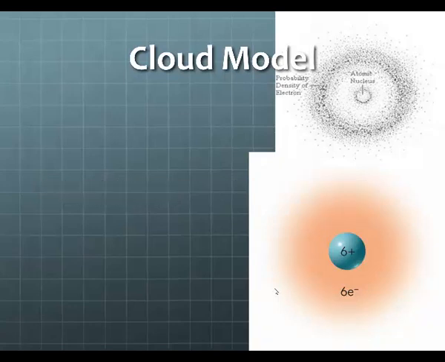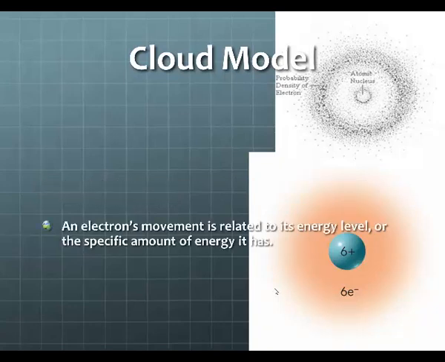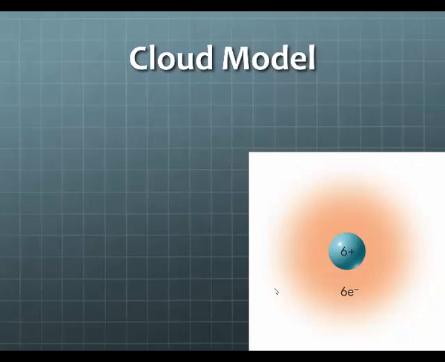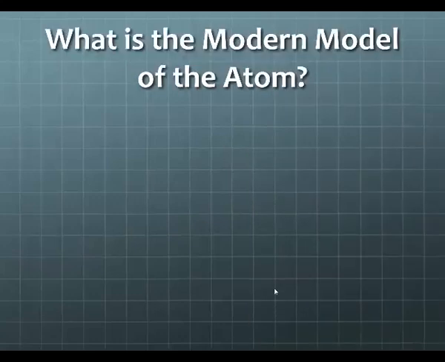An electron's movement is related to its energy level, or the specific amount of energy that it has. Electrons at different energy levels are likely to be found in different places. So what is the modern model of the atom?